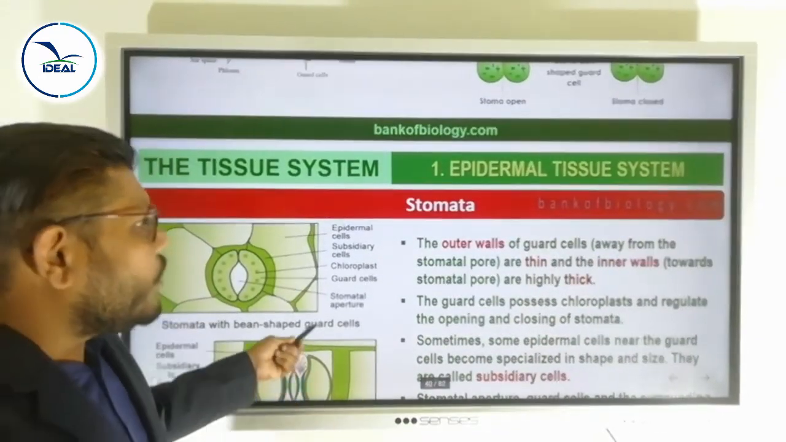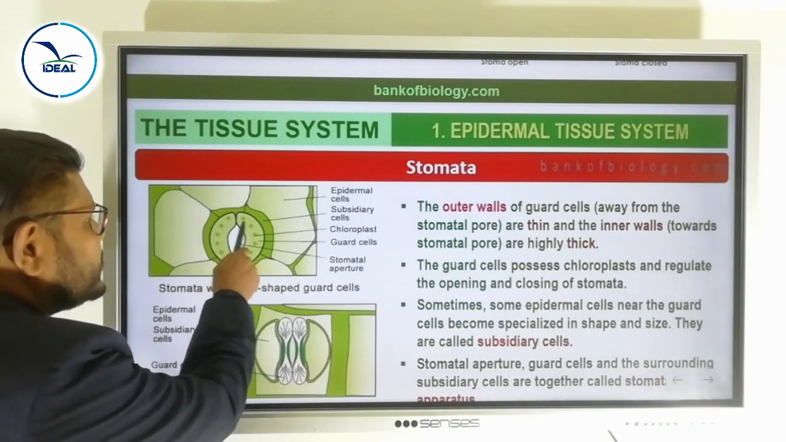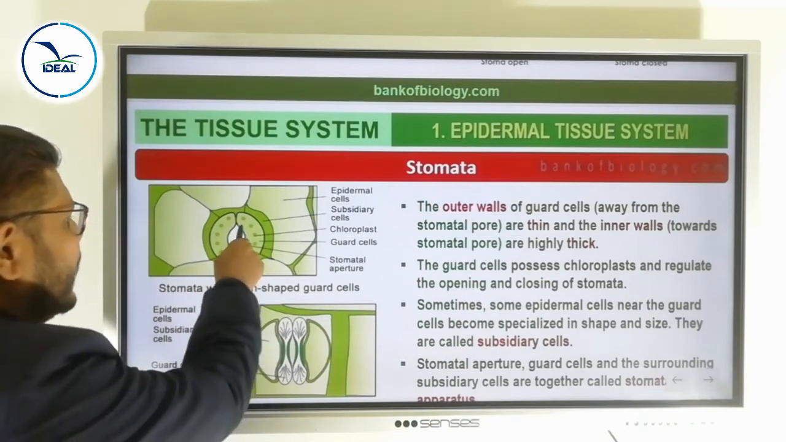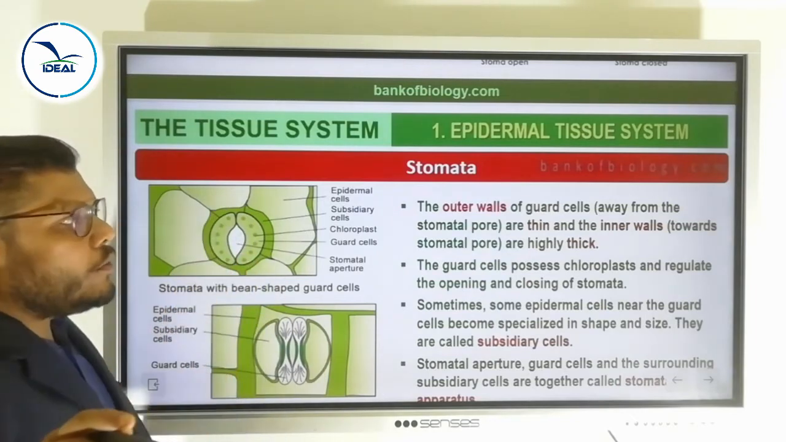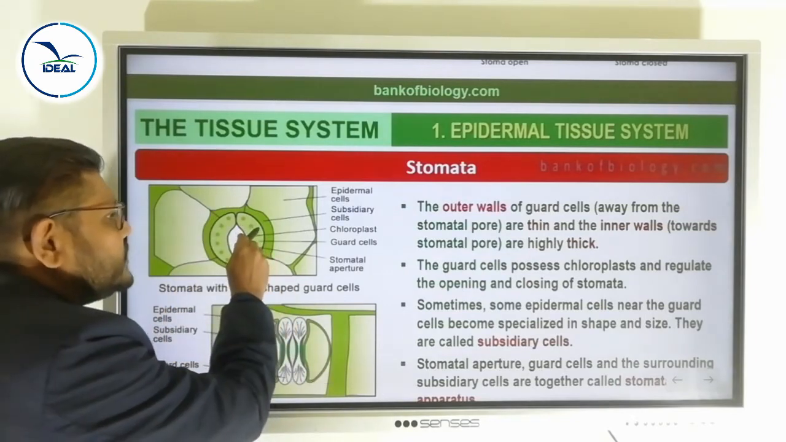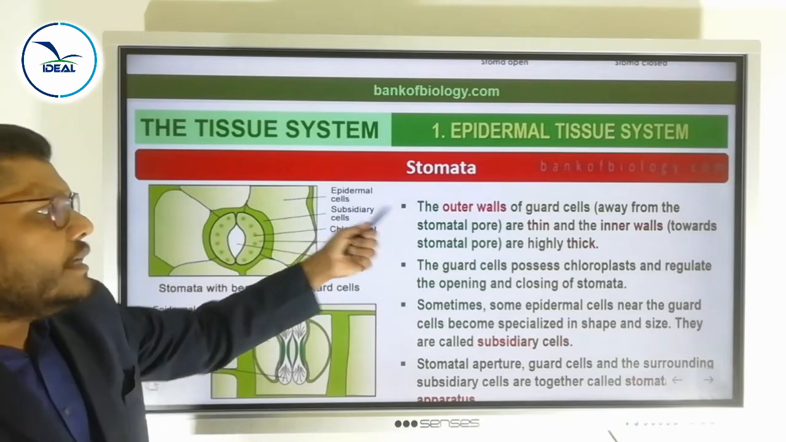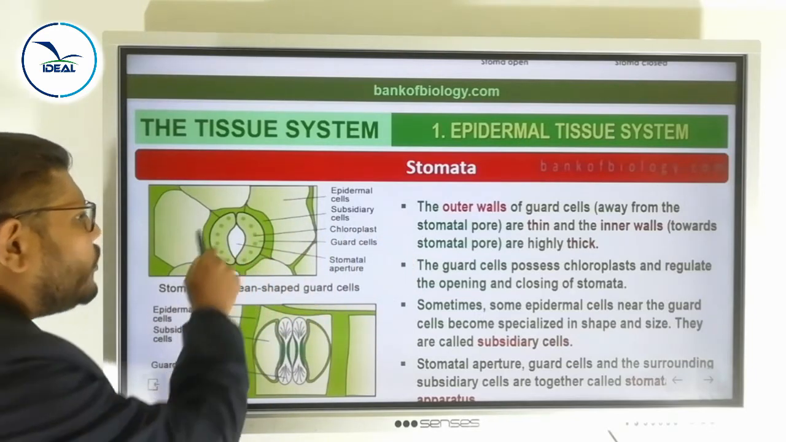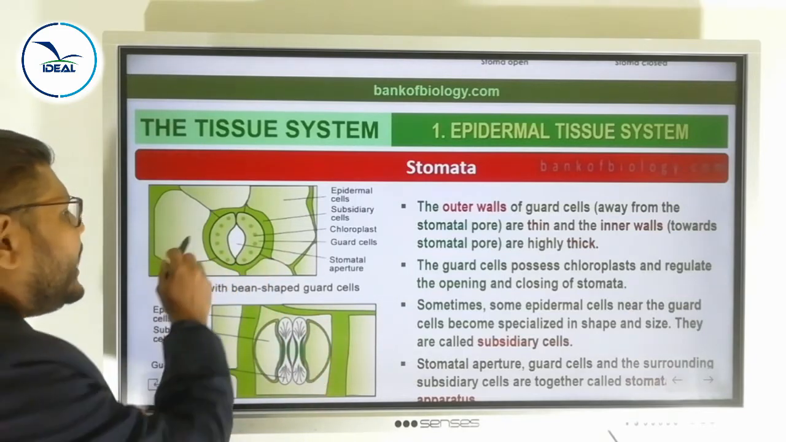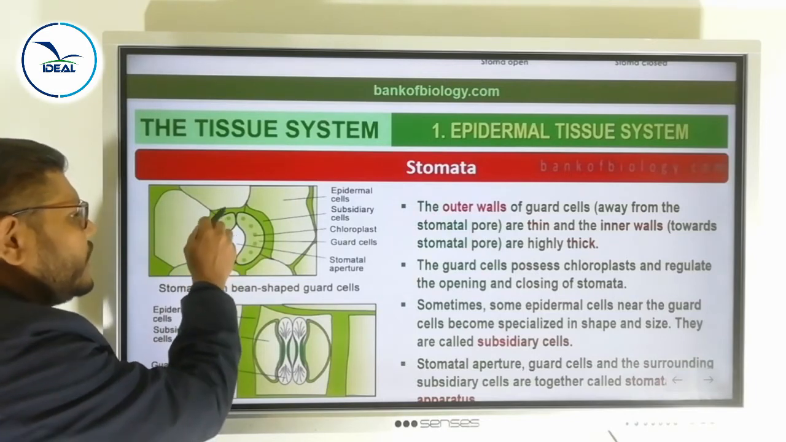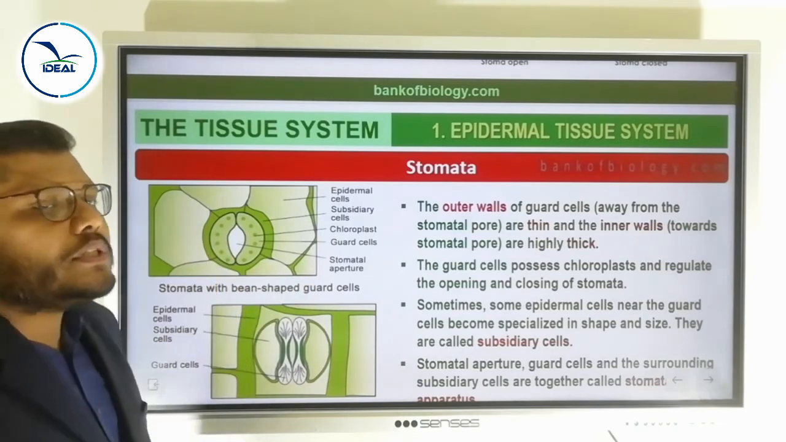Then the outer wall of the guard cells. Look, this is the structure of stomata. These two parts we call guard cells, two bean-shaped structures. Which one is the outer wall of the guard cell? This is the guard cell, and the outer wall is this one. The outer walls of the guard cells are thin and the inner walls are highly thick, which means the parts away from the stomatal pore are thin and the parts towards the stomatal pore are highly thickened.